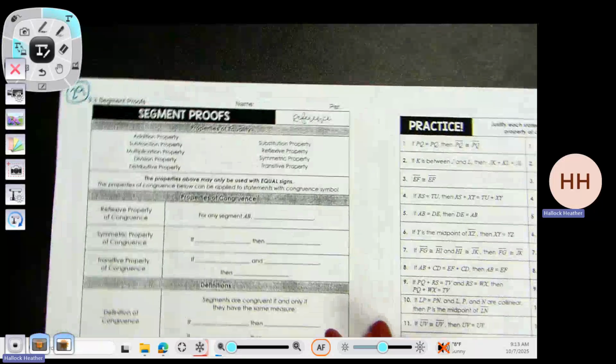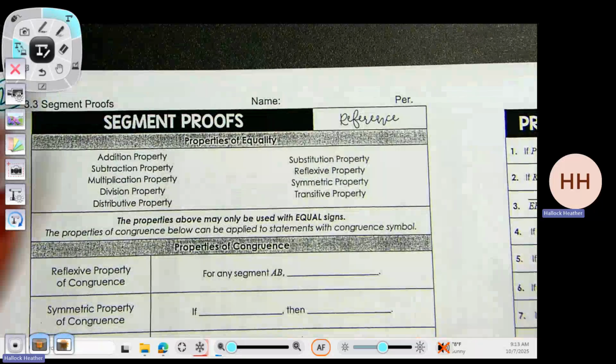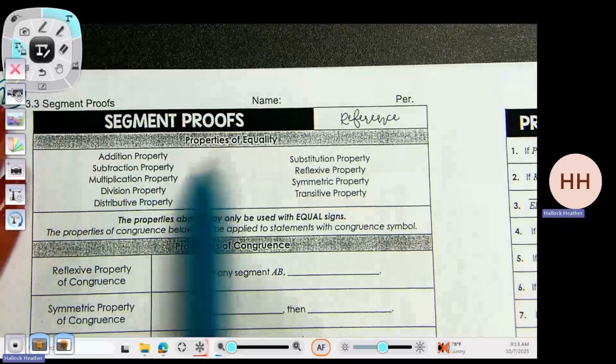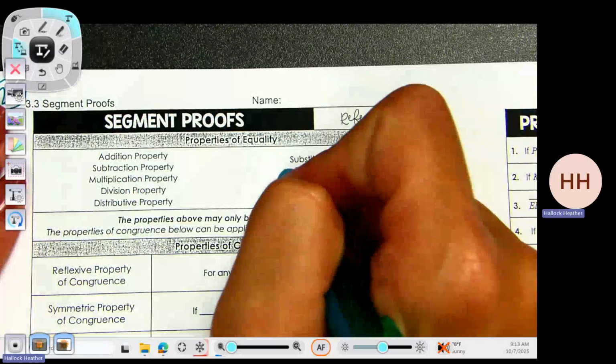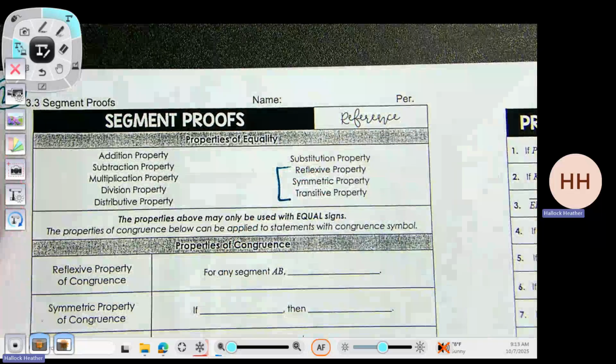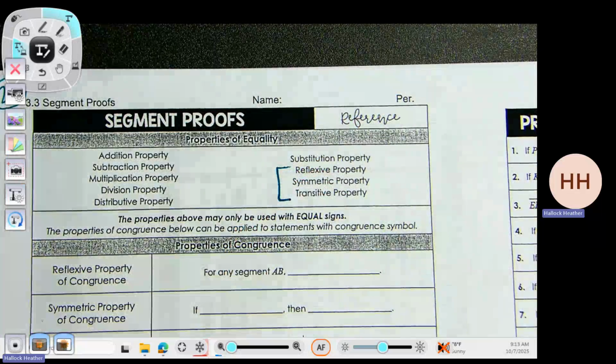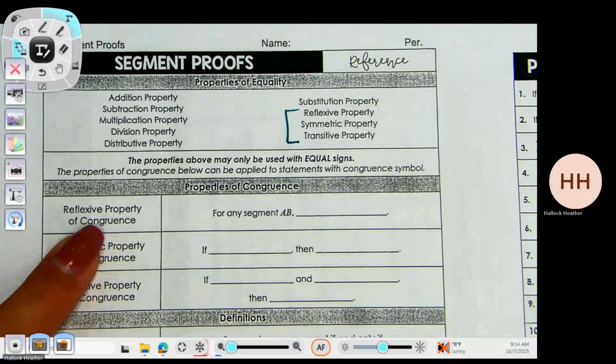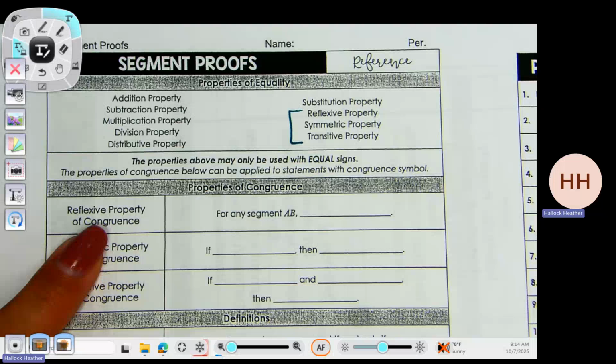So segment proofs, this is what we talked about yesterday, is addition property, subtraction property, multiplication property, division property, distributive property, substitution. And then we talked about geometry proofs: reflexive, symmetric, and transitive. We're going to review those 3 because those 3 are the most important ones. Those are the new ones for geometry. So reflexive property. Does anybody remember reflexive property from yesterday?